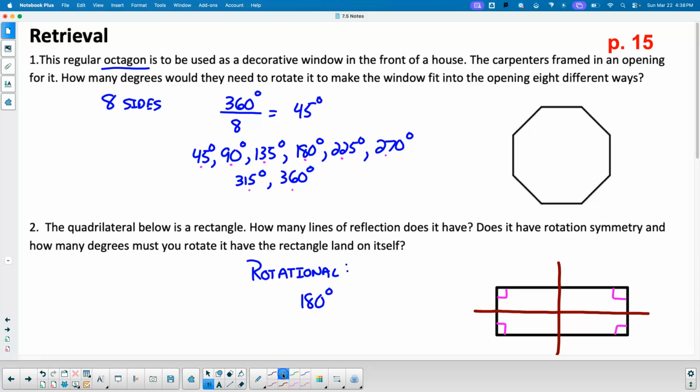I'll do that one in red here. So if I draw out this rectangle, and then with my fancy spinner here, I can spin this around 180 degrees, and it's back upon itself. And then I could spin it around 360 degrees, and it's back upon itself. So for rotational symmetry, it has 180 degree and 360 degree symmetry. Everything has 360 degree rotational symmetry because you're just spinning it around one time.